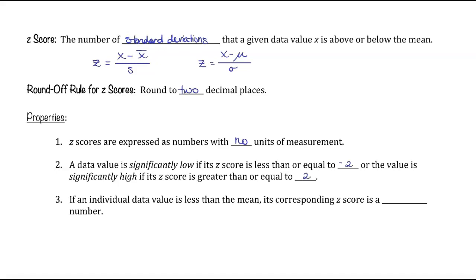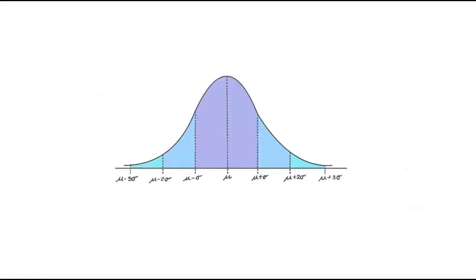If an individual data value is less than the mean, then its corresponding z-score will necessarily be a negative number. That's because the difference between the data value and the mean will be negative. Here's a sketch of a normal distribution. Suppose that we have a data value x here. That x value would have a z-score that is a positive number because it's greater than the mean, and that z-score would be between 0 and 1 because while it is above the mean, it's not a full standard deviation above the mean. Suppose instead our data value was here.